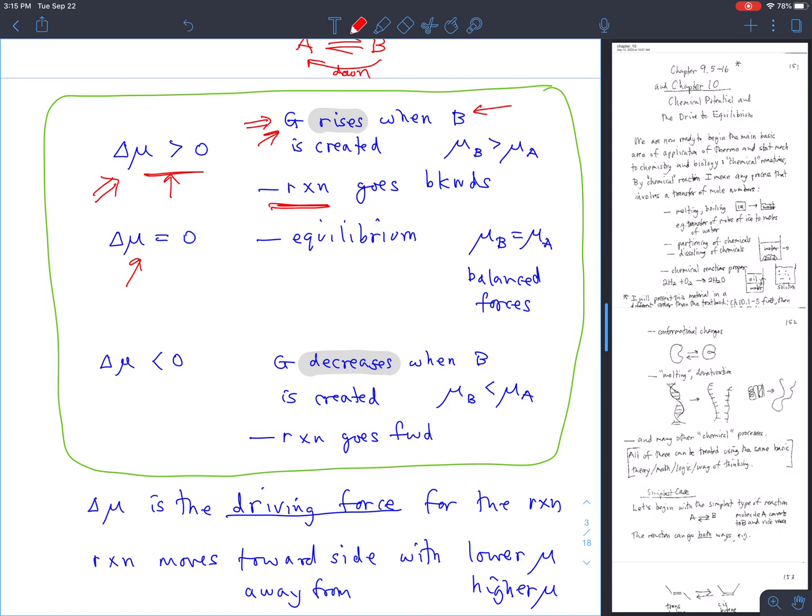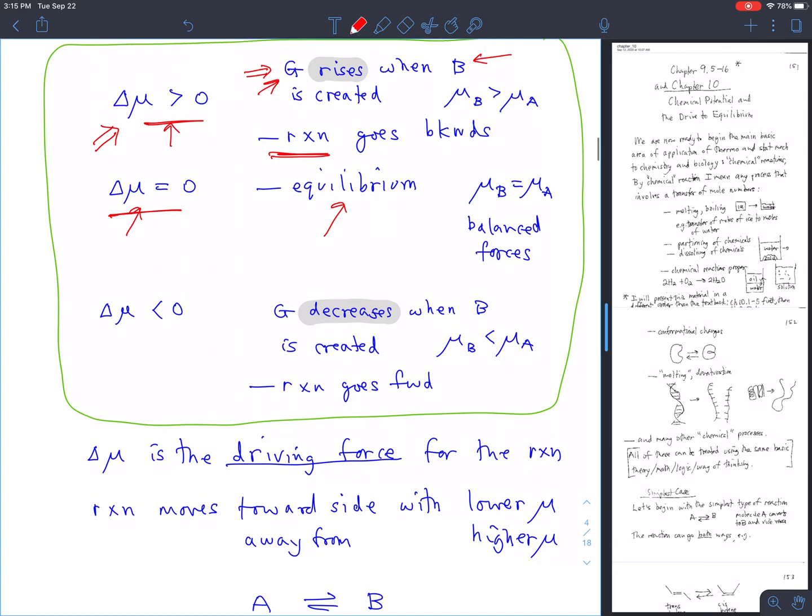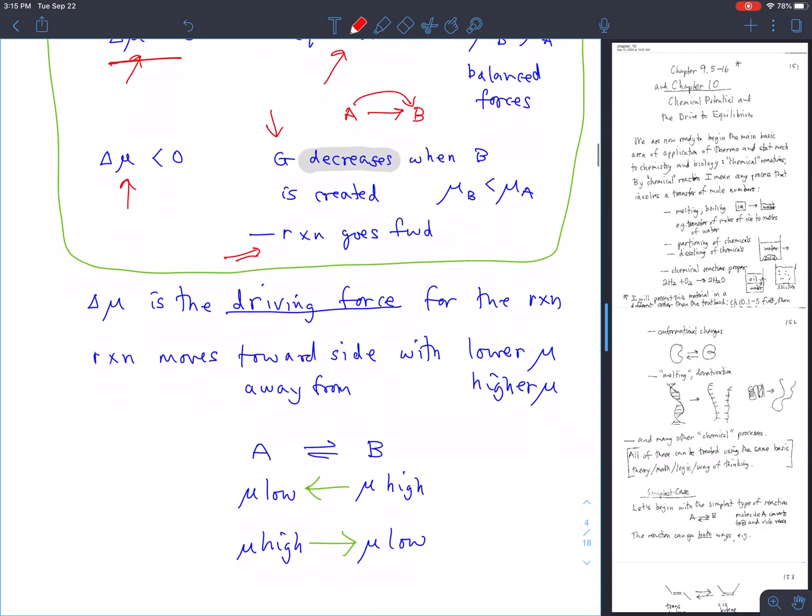If the chemical potentials are balanced, then we have force balance, right? Chemical potential is a force for mole number change, and the difference in chemical potentials is the net force. If that difference is 0, then there is no net force, and that means we have force balance and we're at equilibrium. On the other hand, if the difference in chemical potentials is less than 0, then the Gibbs free energy decreases when we transfer some A to B, when we move the reaction forward, and that's favorable. That means the entropy of the universe increased, and that means the reaction will spontaneously go forward.